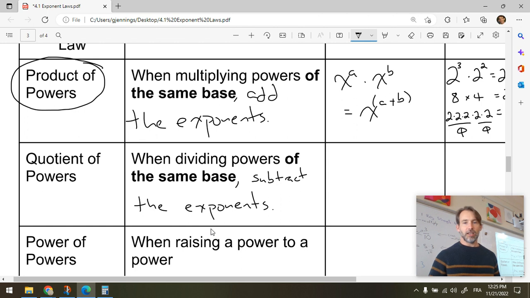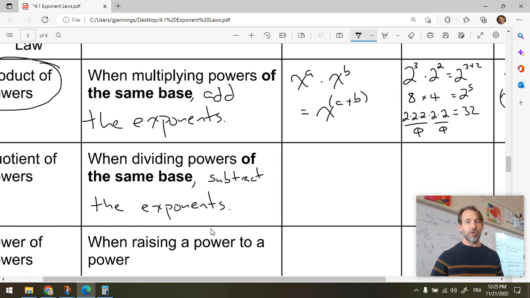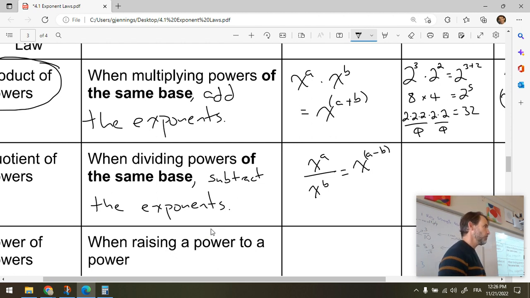So let's take a look at an example. If I algebraically write that as a rule, I might say if I have x raised to the power a, and I'm going to divide that by x raised to the power b, that will be equal to x to the a minus b. I will subtract the exponents from each other, and that will be the new exponent.